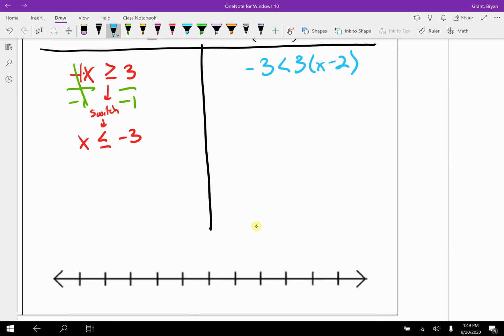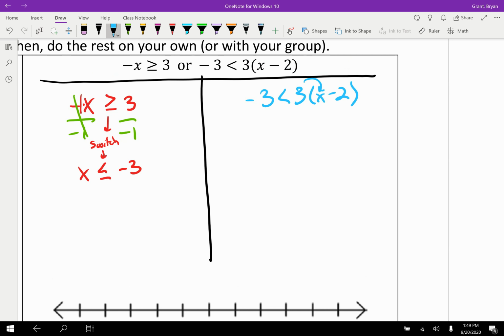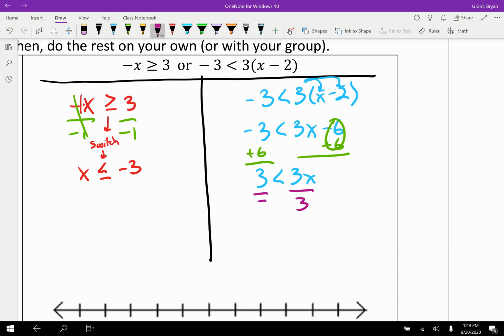Three steps to solving an equation, usually distributive property first. So negative 3 is less than 3x minus 6. Now just isolating x because there are no like terms on either side. Very nice. So to isolate x, maybe we should add 6 to both sides. SAD MAP, right? Addition and subtraction first. That gives me 3 is less than 3x. And last but not least, we should probably go ahead and divide by 3 to give us 1 is less than x.